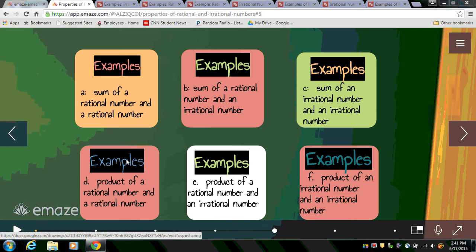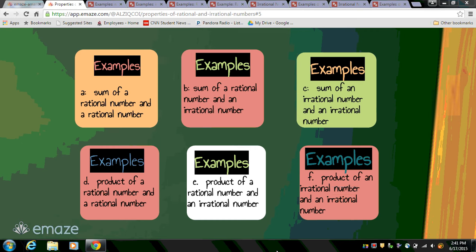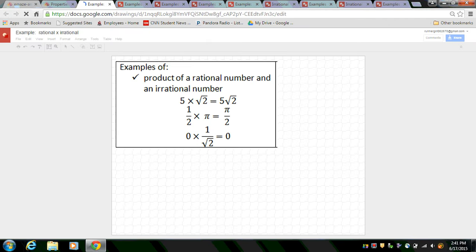Examples of multiplying rational numbers together: 5 times 0 equals 0. 5 times 1/2 equals 5 over 2, which is 2 and 1/2, and 1/2 times 0 equals 0. Examples of finding the product of a rational number multiplied to an irrational number include 5 times the square root of 2 equals 5 times the square root of 2. 1/2 times pi equals pi over 2. And 0 times 1 over the square root of 2 equals 0.